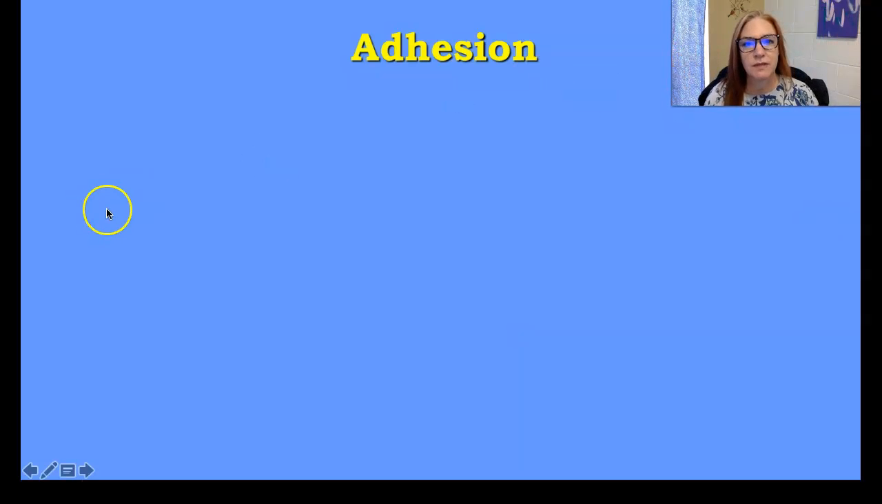So here we go. Adhesion. The opposite of co, together, is ad, which is away. So adhesion is things sticking to other things. Put your hands up, put your palms out. Adhesion. Cohesion. Adhesion. So make sure you know the difference between those two.